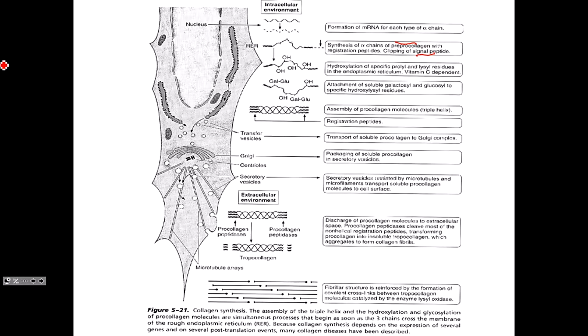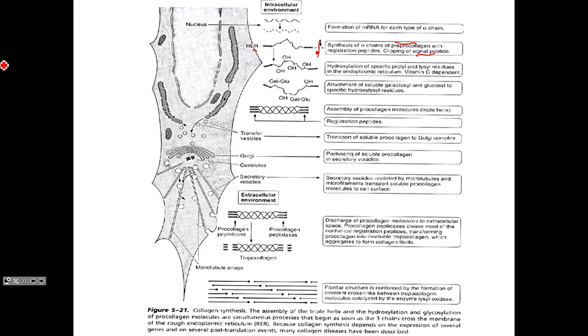reticulum. So refresh your memory with the synthesis of proteins, and we talked about how proteins are synthesized in or on rough endoplasmic reticulum and then make their way into the lumen, right? So that's what we're talking about here. So as that pre-procollagen molecule makes its way into the lumen of the rough endoplasmic reticulum, a small component is clipped off. That's the signal peptide.